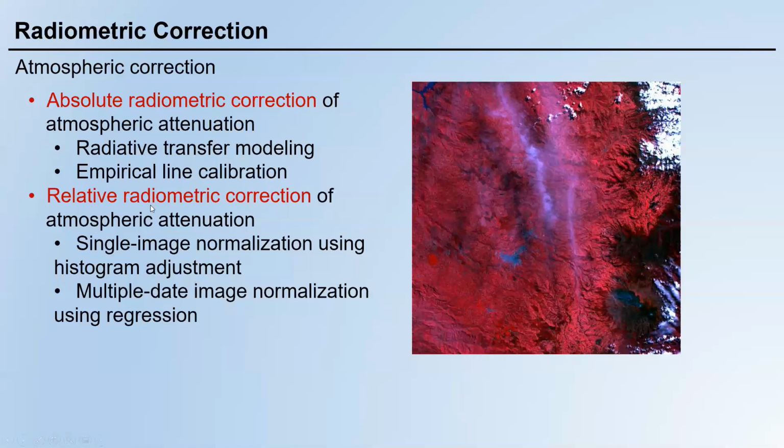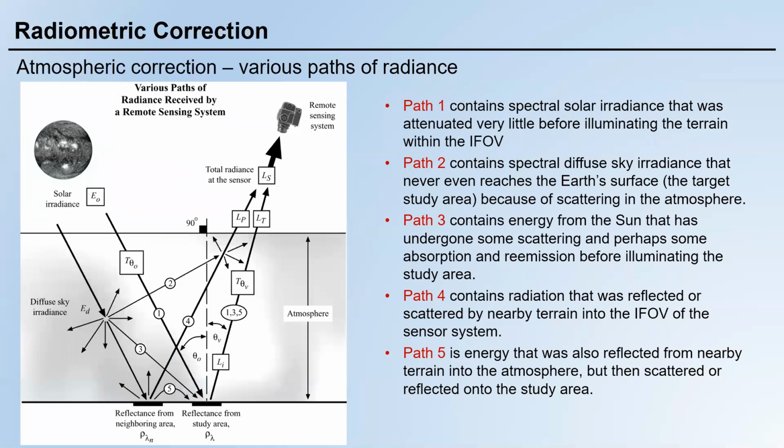And we also have relative radiometric correction of atmospheric attenuation. We use a single image normalization, through histogram adjustment, histogram of pixel values in an image. Or we can use multiple date image normalization using regression methods. I'm going to introduce them one by one. But before that, let's talk about the interaction between EMR and the atmosphere, Earth's atmosphere.